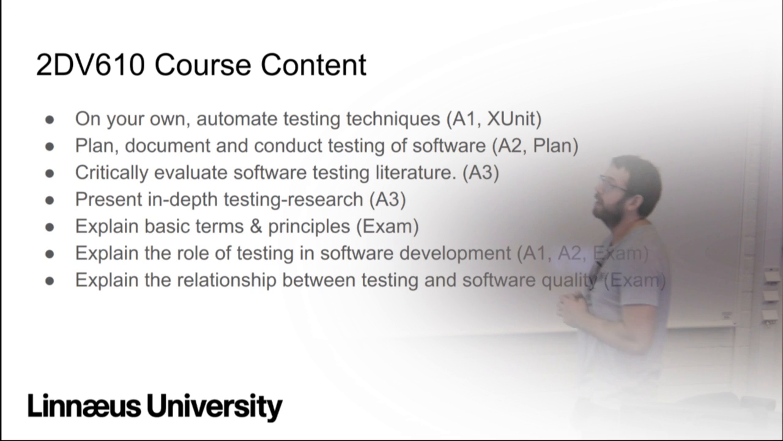Okay, what is this course about? The first goal of this course is that you should, after completing the course, on your own, use automated testing techniques. You should know how to use perhaps JUnit or some other unit testing framework, and that is examined in assignment one. You should be able to plan, document, and conduct testing of software.